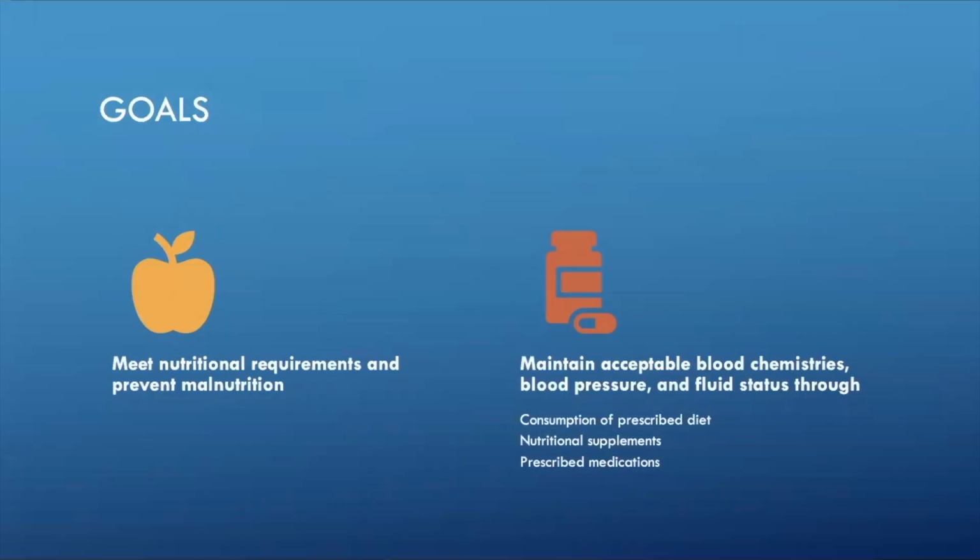So the goals overall within the kidney diet are to meet the nutritional requirements and to prevent malnutrition. We are to maintain acceptable blood chemistries, blood pressure, and fluid status through the consumption of the prescribed diet, nutritional supplements, and also prescribed medications.